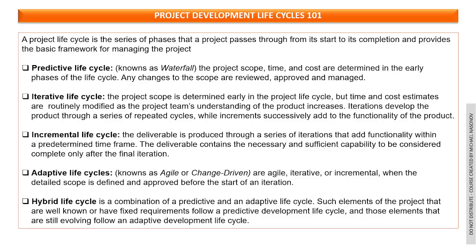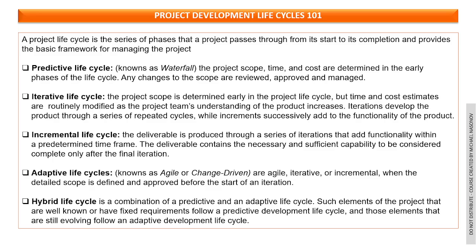Iterative life cycle. The project scope is determined early in the project life cycle, but time and cost estimates are routinely modified as the project team's understanding of the product increases. Iterations develop the product through a series of repeated cycles, while increments successively add to the functionality of the product.